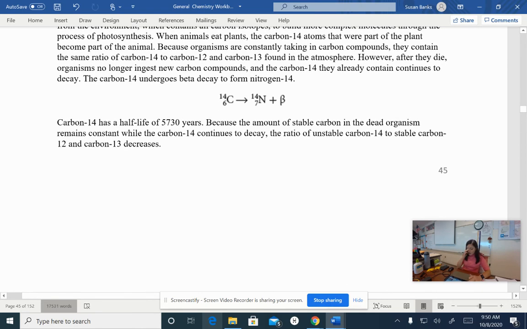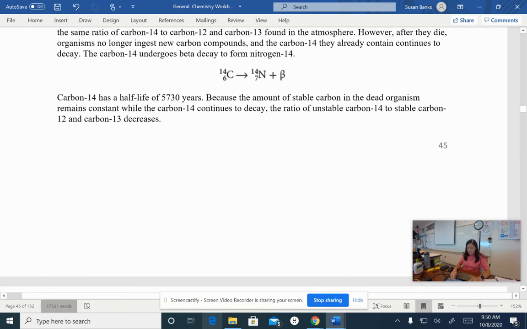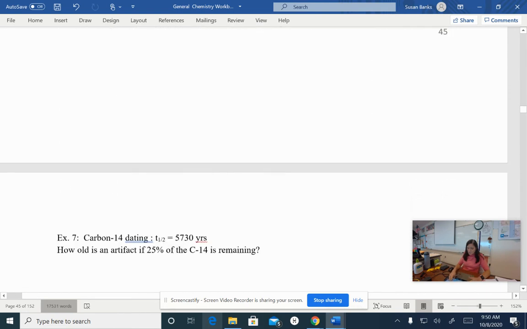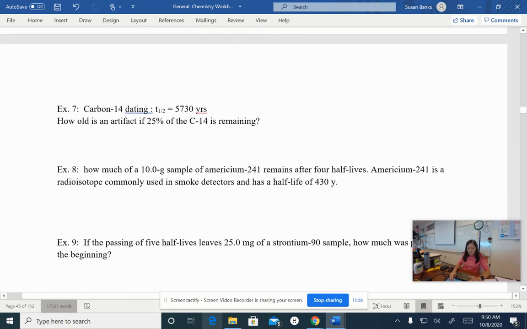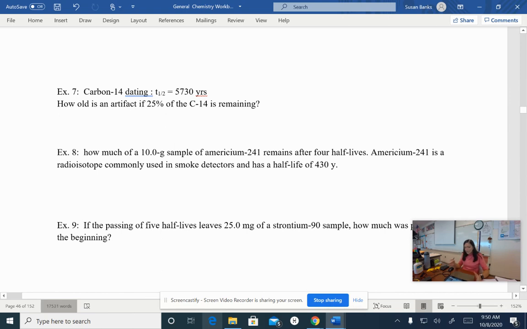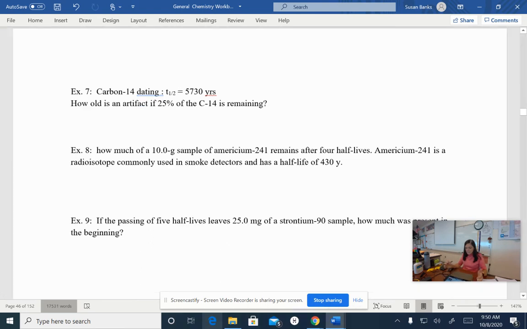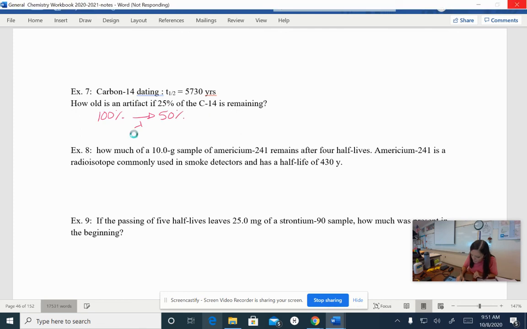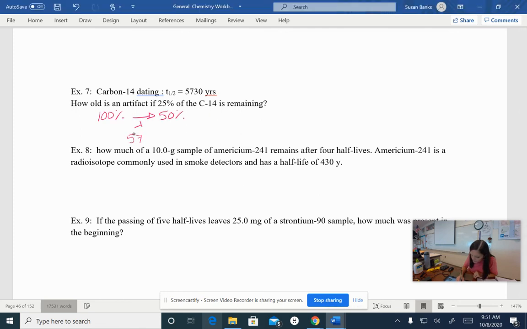We know that the half-life of carbon-14 is 5,730 years. So this is how we do it. If I have only 25% of the carbon-14 that I would expect in a current object, how old is the object? Let's pretend we start with 100%. To go through one half-life, I would have 50% left. So one half-life is 5,730 years.